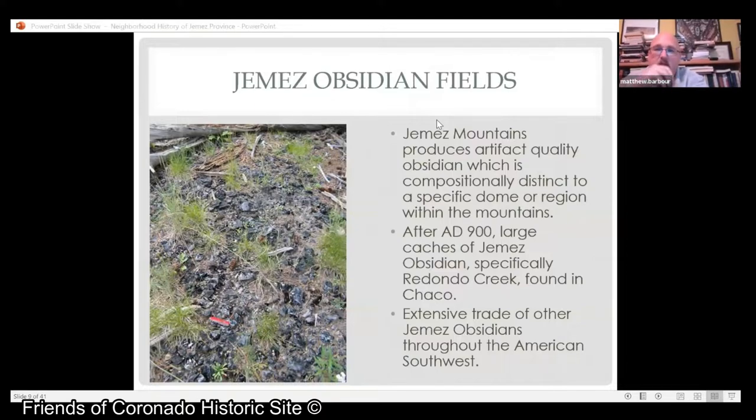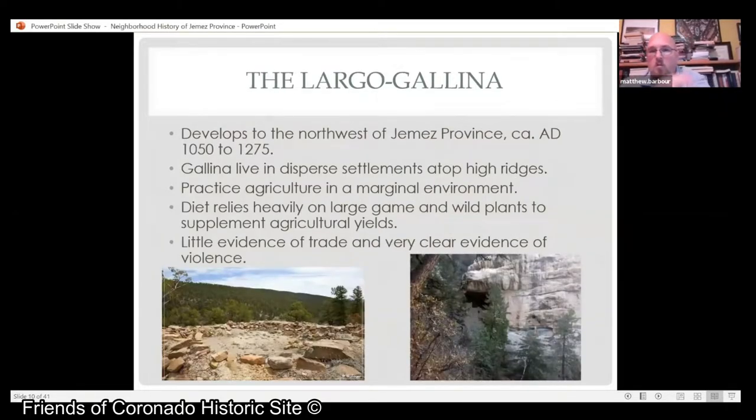But during this time period, the Jemez people, the Towa-speaking peoples that we know today, weren't really in those mountains at that time. There's a debate as to where the Jemez come from. We'll get into that in a couple slides.